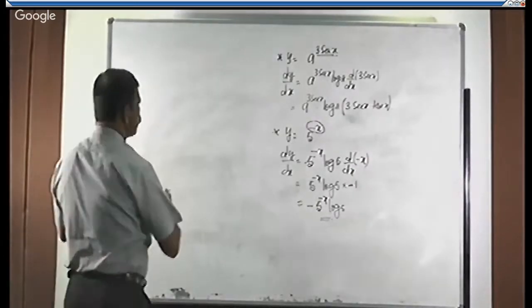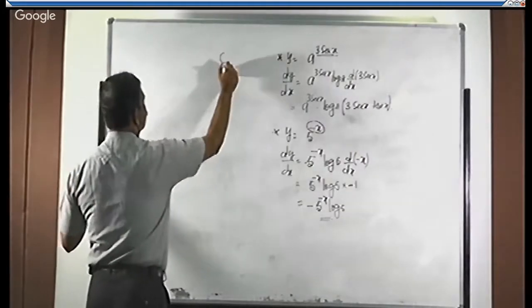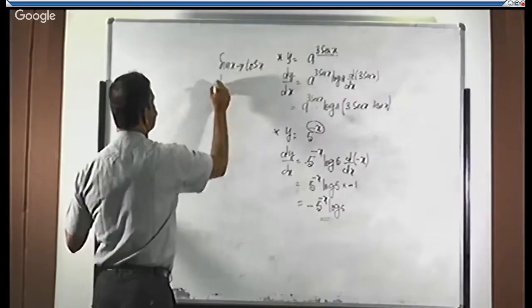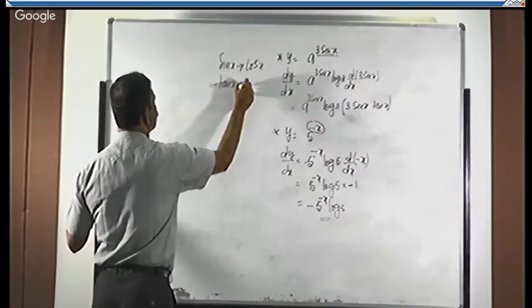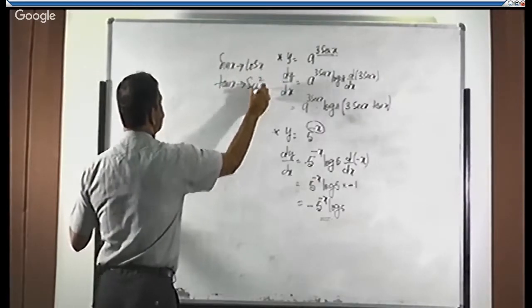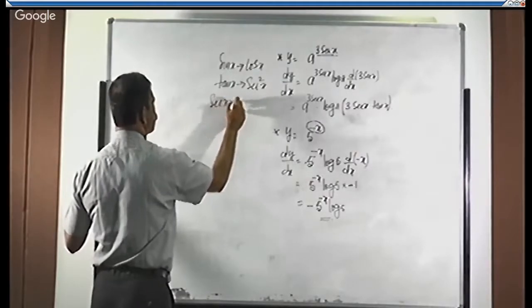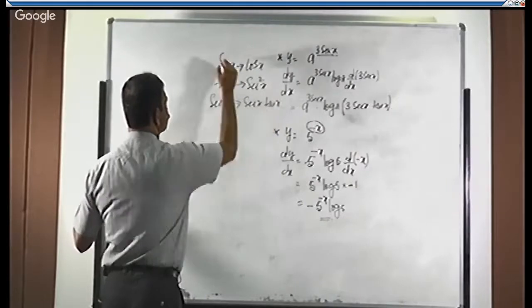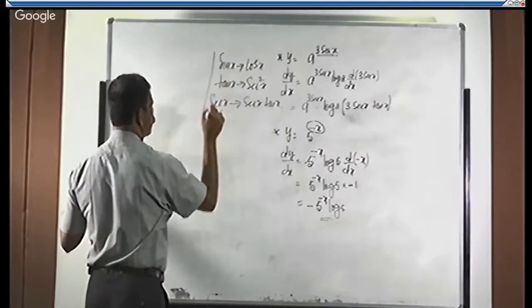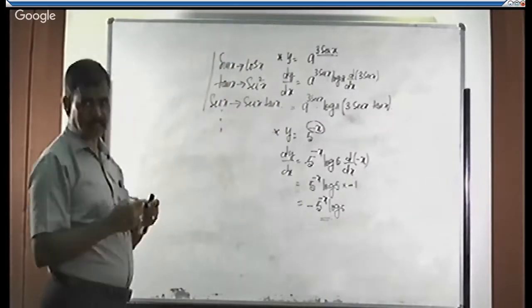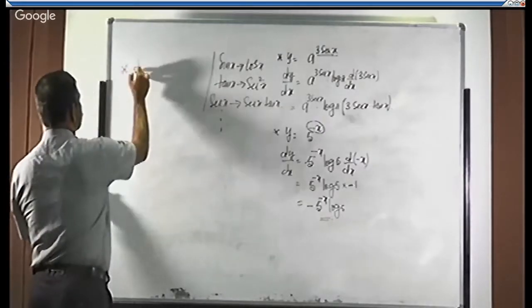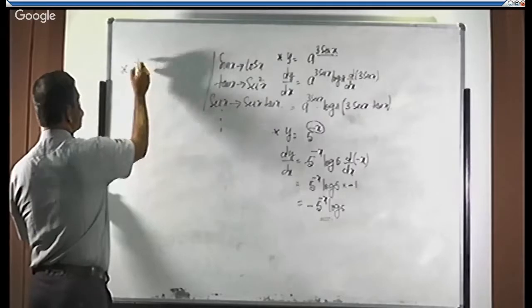For trigonometric functions, what is differentiation of sin x? It is cos x, right? What is differentiation of tan x? It is secant square x. What is differentiation of secant x? It is secant x into tan x, right? And for cosecant, cot and cos, we have derivatives too, right? The same thing we will extend for the function.